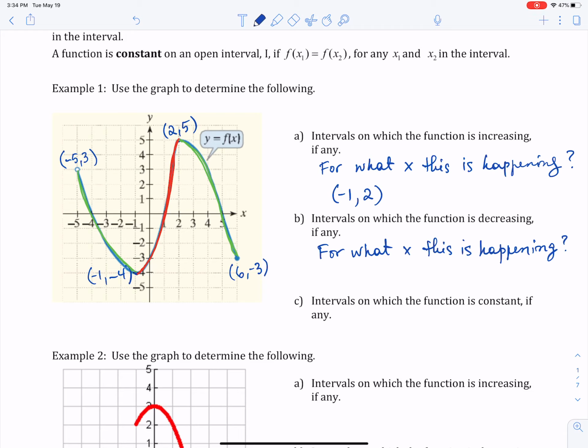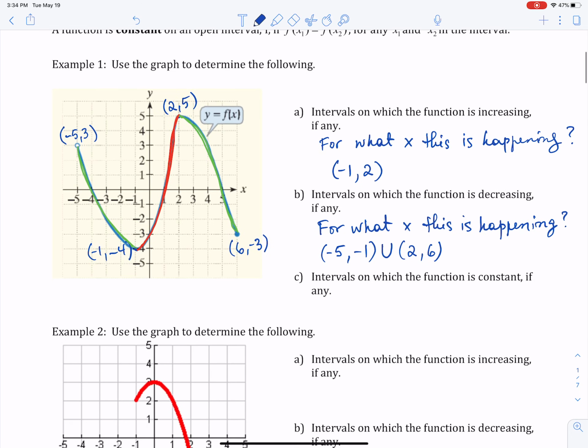And I can see that at the beginning x is -5, and on this first part between -5 and -1, the function drops, then there is an interval of increasing, and then starting from 2 up to x value 6, the function also drops or decreases. So we use a union sign in the middle, showing that on both of those intervals of x, the function is decreasing. And constant value, we don't see any constant values here, so I would say none.